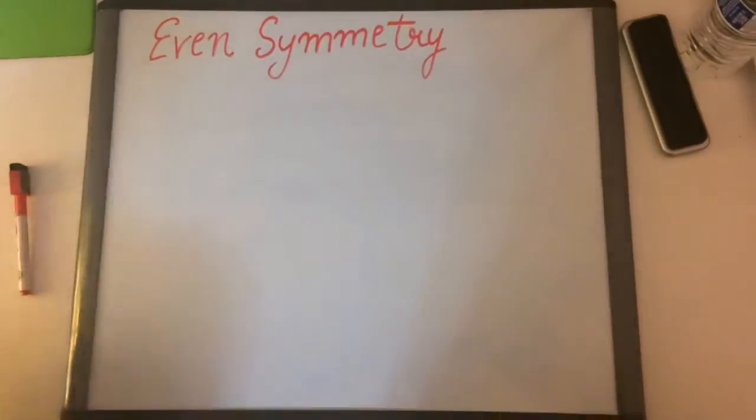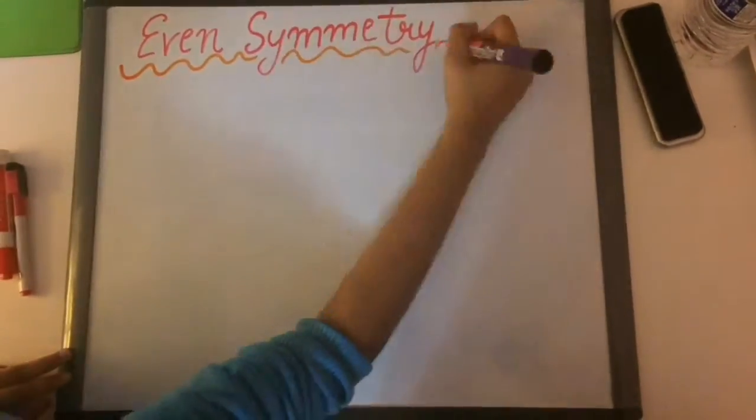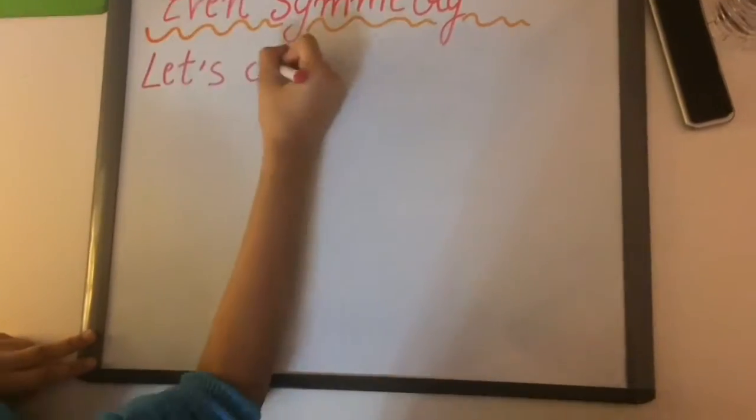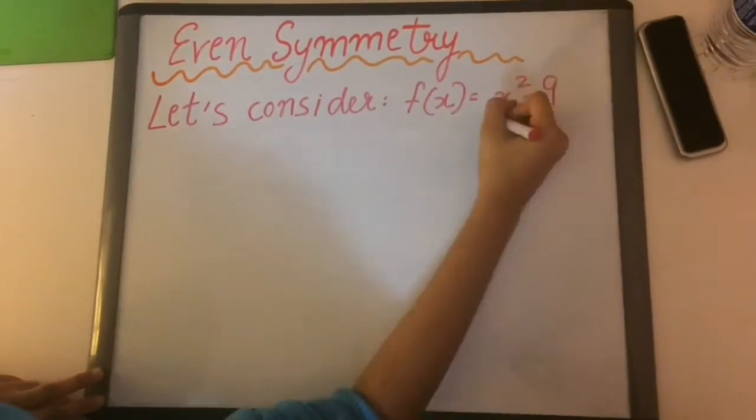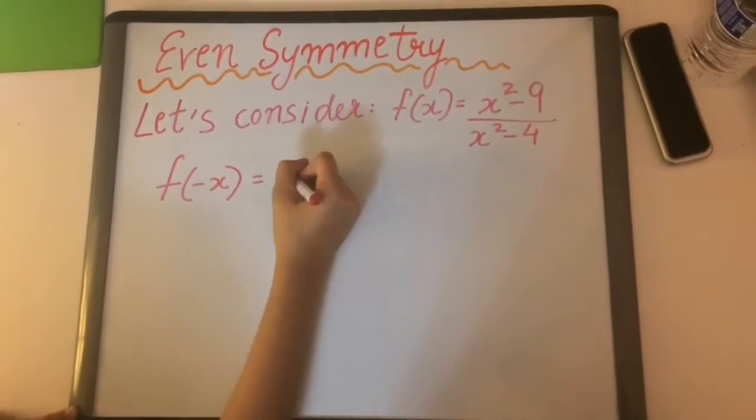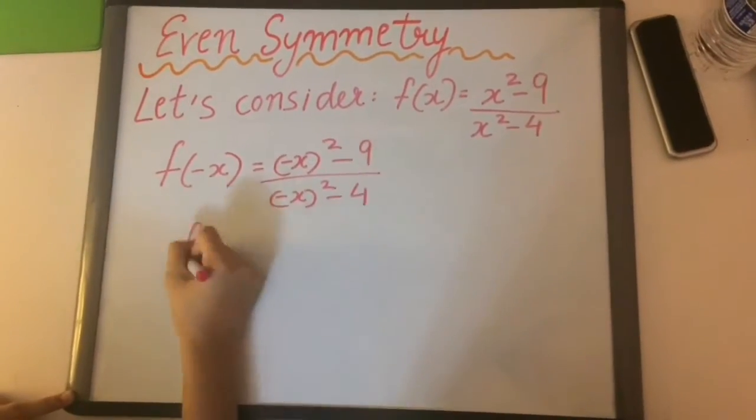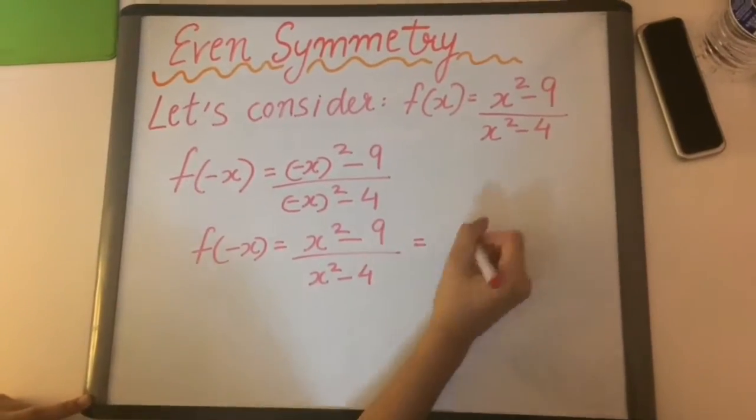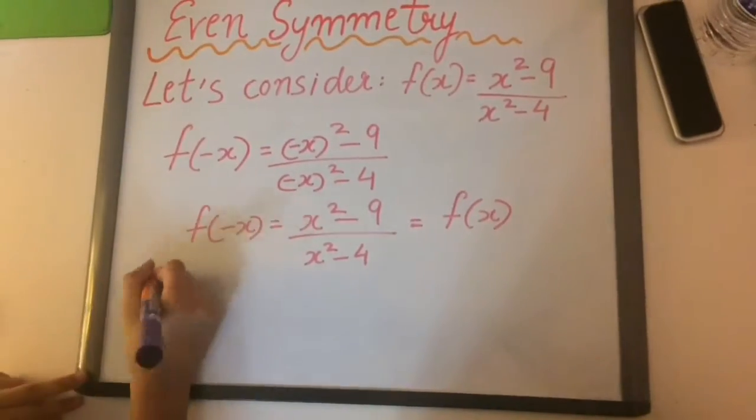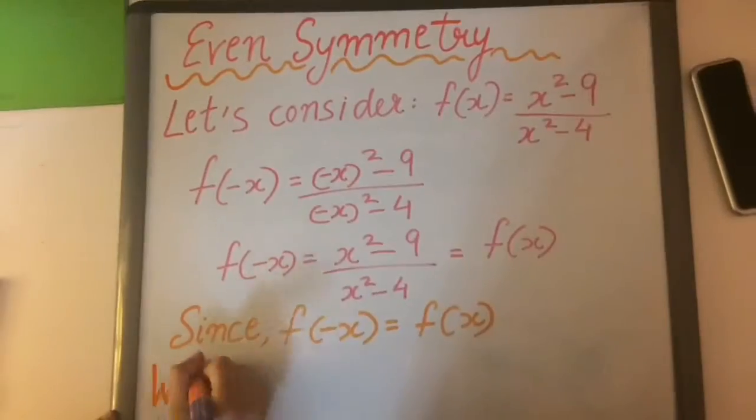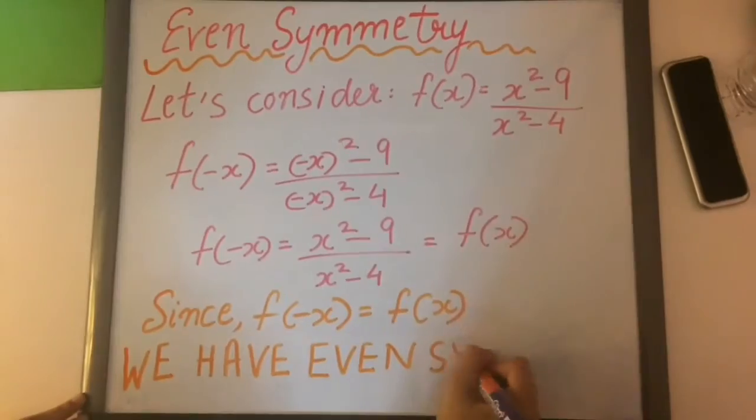Now for the y-axis symmetry, let's consider the equation f of x is x squared minus 9 over x squared minus 4. For a function to have even symmetry, f of negative x should be equal to f of x. So for this equation, when we substitute negative x for x, we get the exact same equation as before. There you have even symmetry.